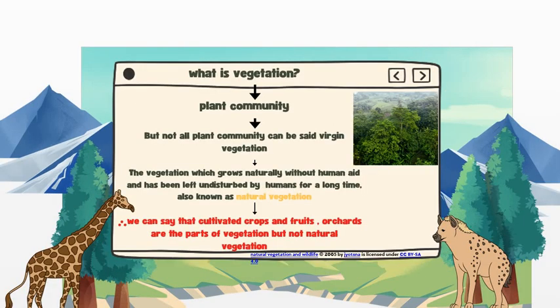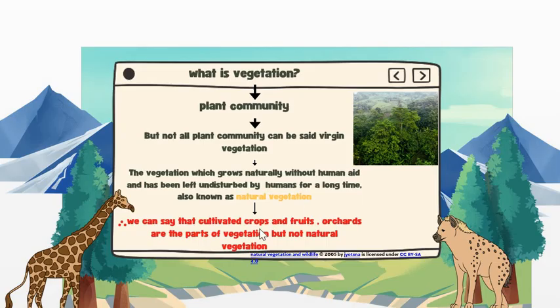What is vegetation? Vegetation means plant community. But we cannot say the whole plant community is virgin vegetation. What do you understand by virgin vegetation? The vegetation which grows naturally without human aid and has been left undisturbed by humans for a long time is also known as natural vegetation. It means that without human interference, the plants grow naturally. It's called natural vegetation.